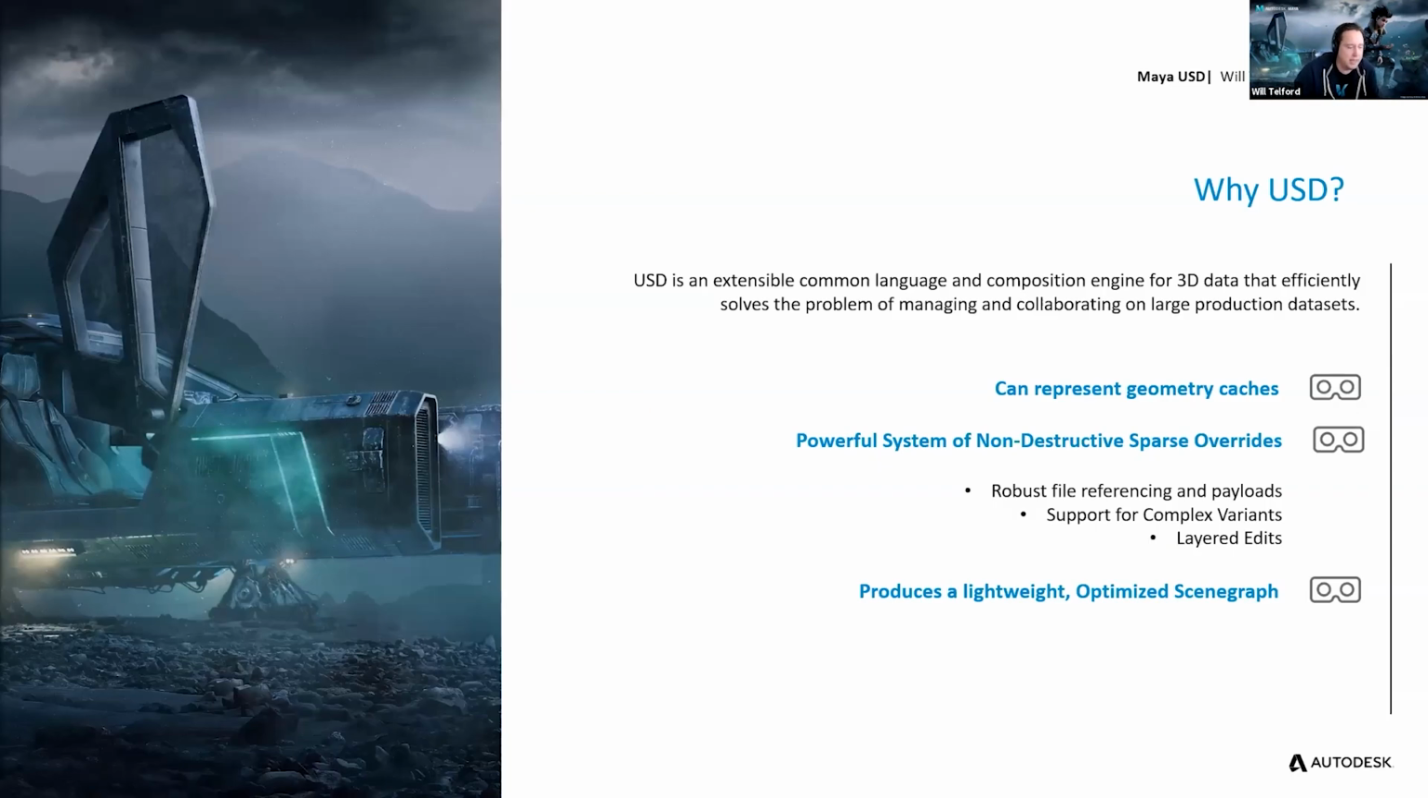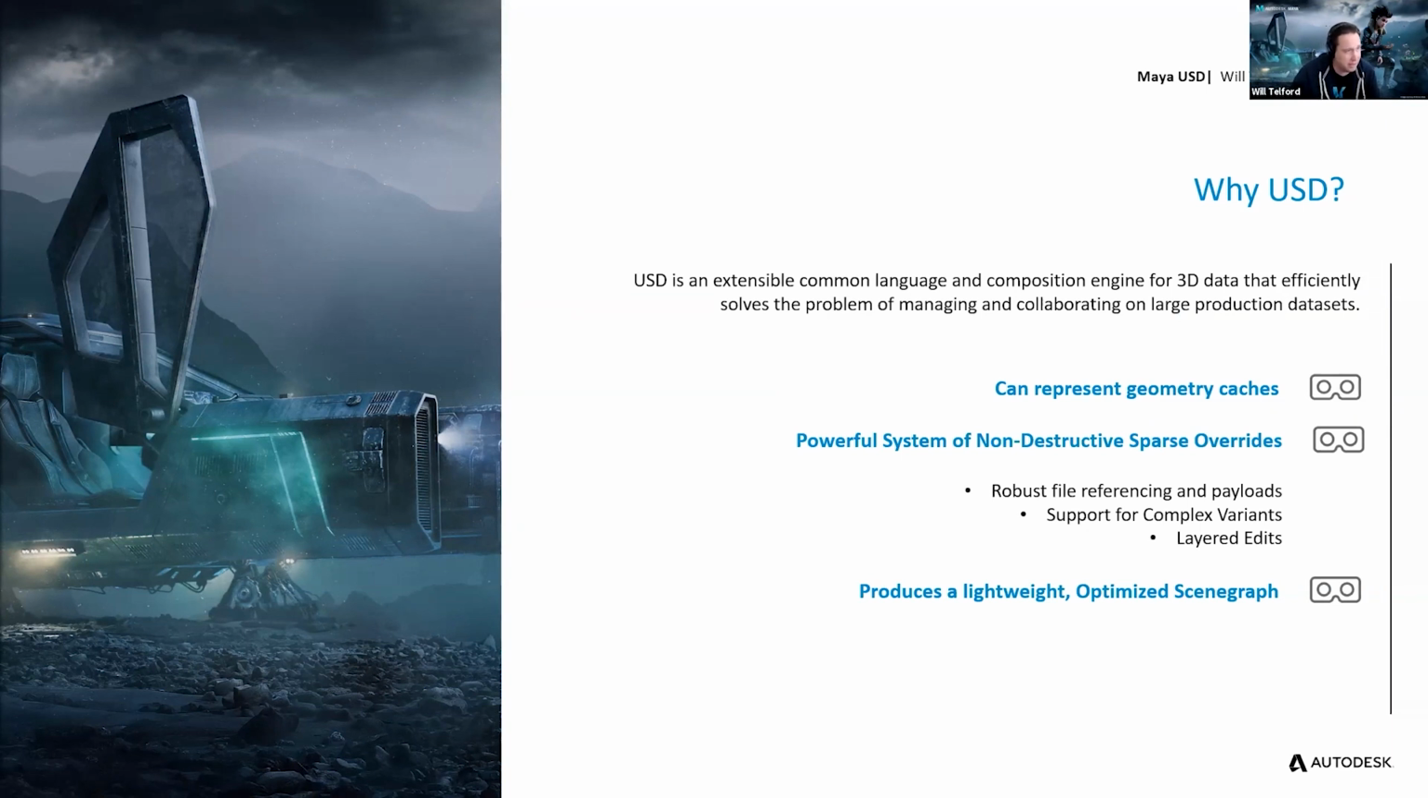So USD is an open source technology that Pixar released in 2016. And it's, at the risk of reading a slide here, an extensible common language, and a composition engine for 3D data. There's a lot of problems in visual effects and gaming and animation where you have large data sets that you're having to manage, you're having to collaborate on these things. You're wanting to edit this data and move it around. And this USD technology really helps solve all those problems together.